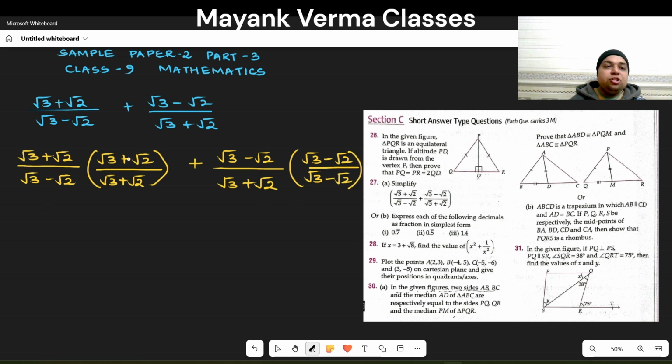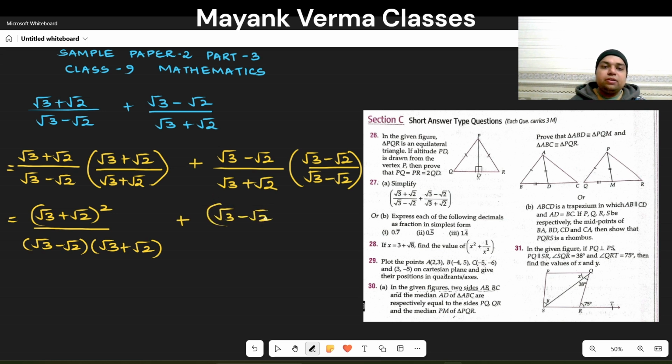Okay, now the numerator part in this case, it will become root 3 plus root 2 whole square upon root 3 minus root 2 times root 3 plus root 2. Okay, and in the second part it will become root 3 minus root 2 whole square upon root 3 plus root 2 times root 3 minus root 2.